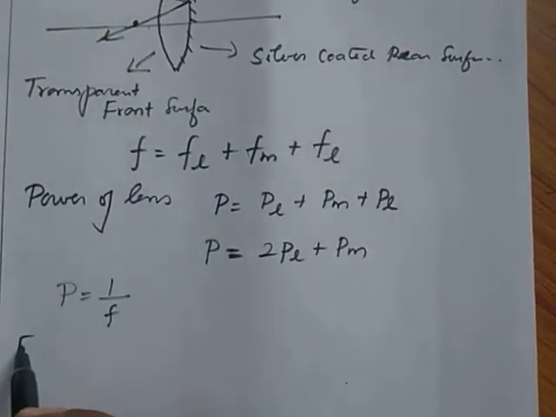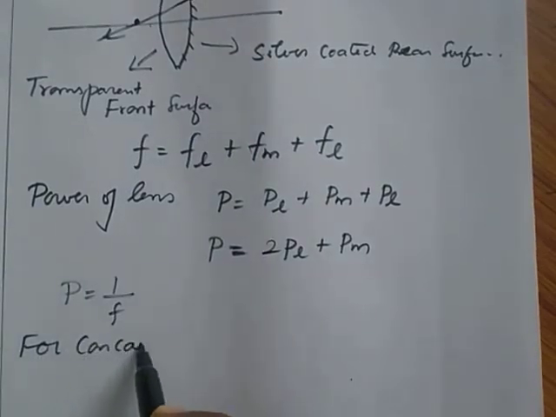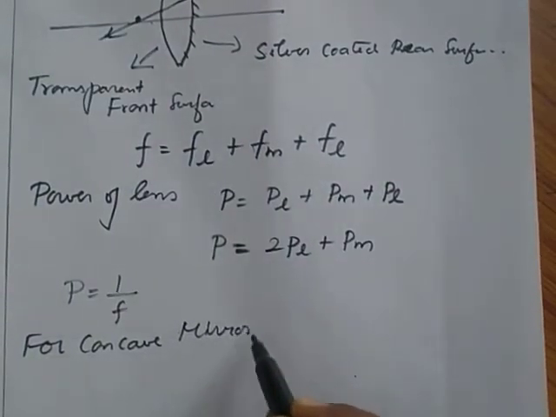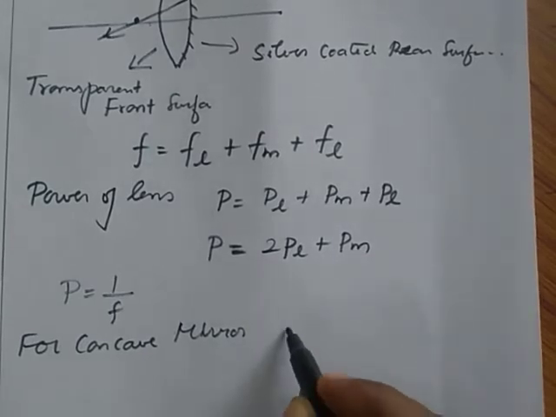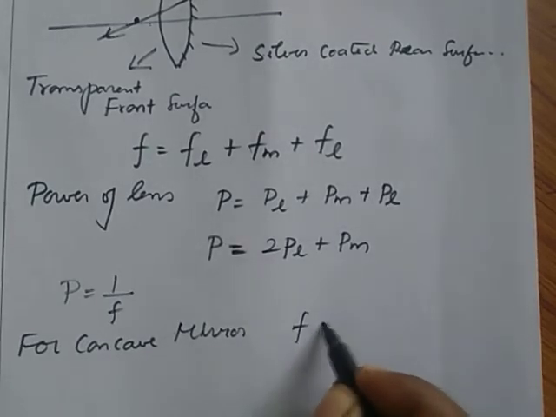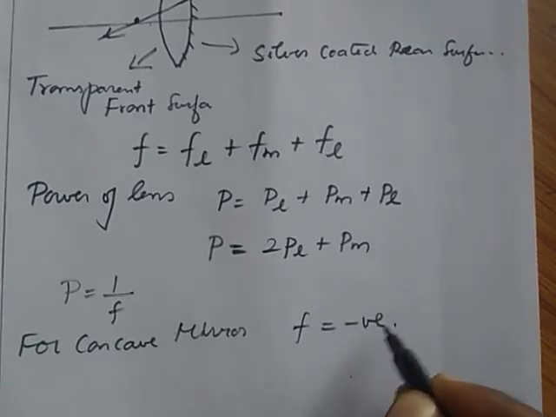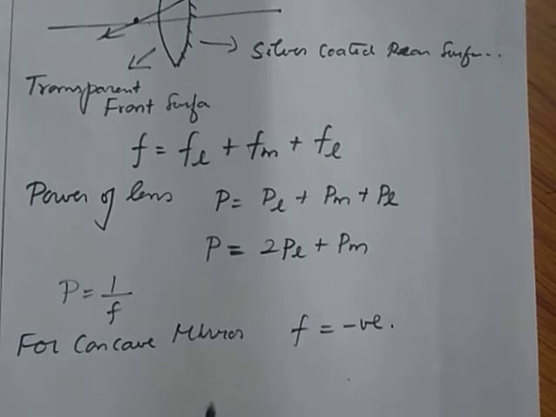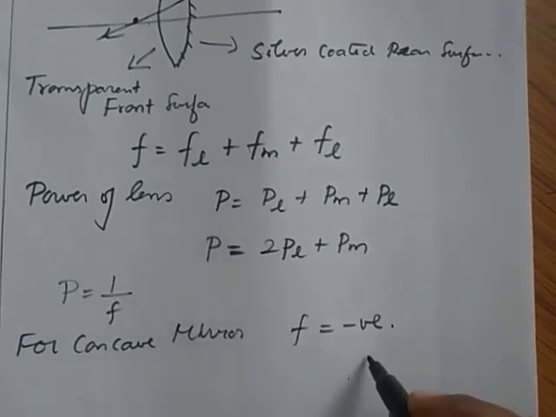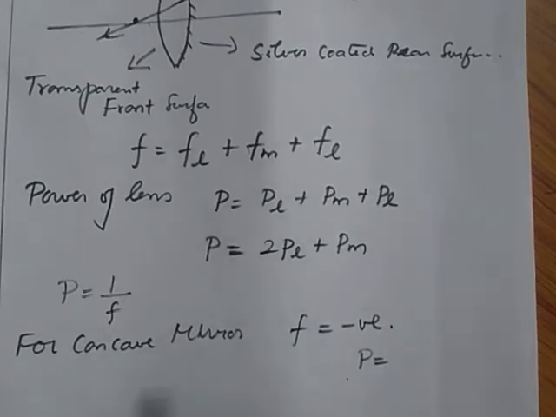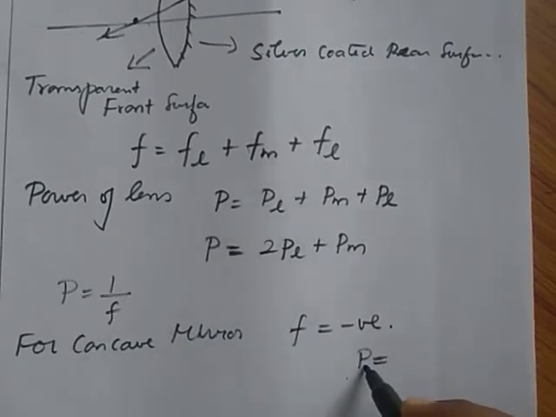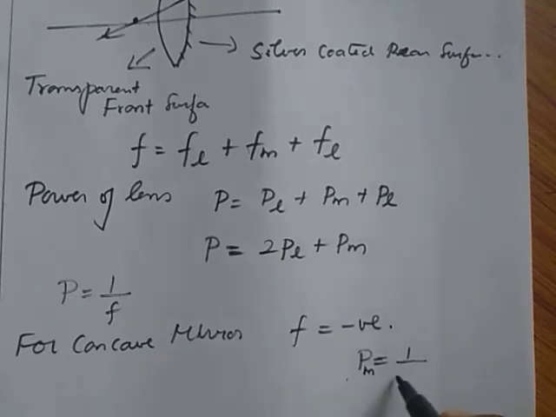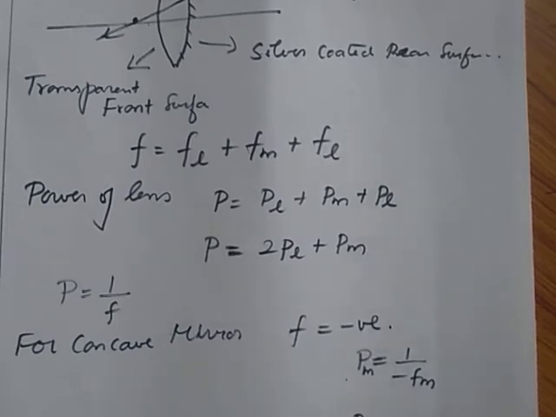Okay, for a concave mirror, focal length will be negative because it is a converging mirror. We can write the power of the concave mirror, PM, is equal to 1 by minus FM.